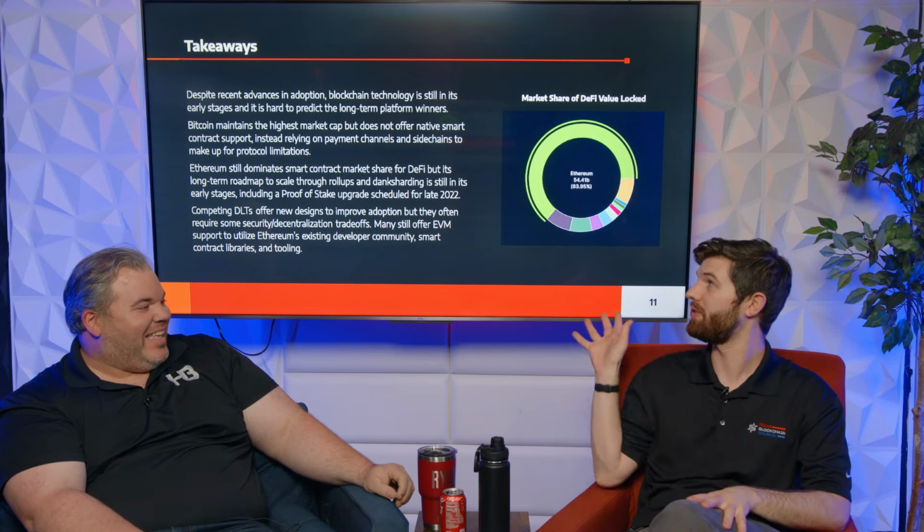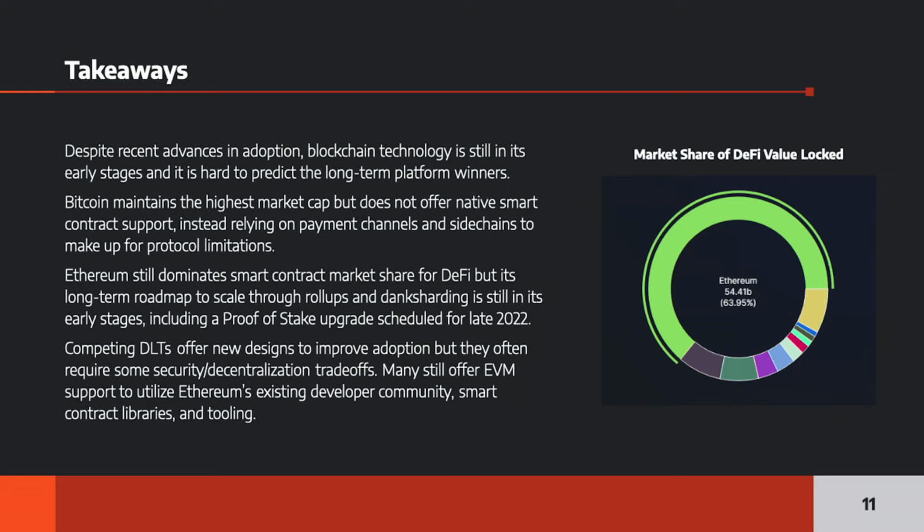So takeaways. Again, this is a bit Ethereum focused because I work in the space, but my takeaway is Bitcoin and Ethereum are still dominant right now in their respective fields. Bitcoin is dominating the money game. Ethereum is dominating the smart contract game. Right. And that's really where they are doing best.